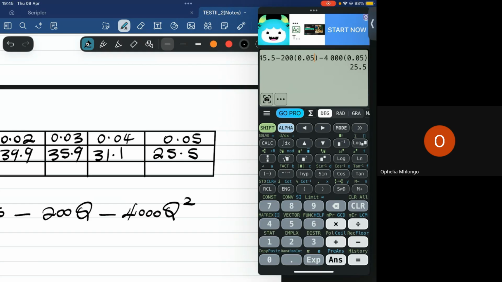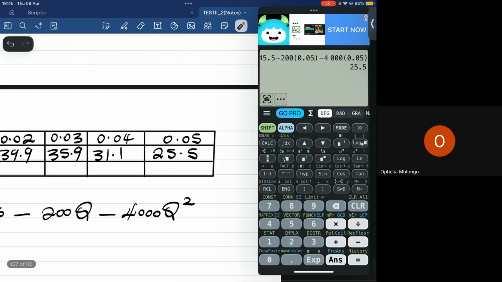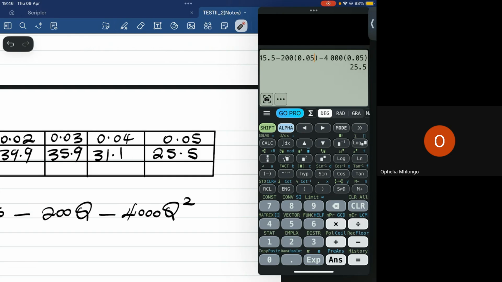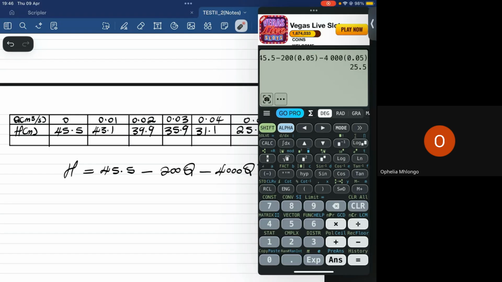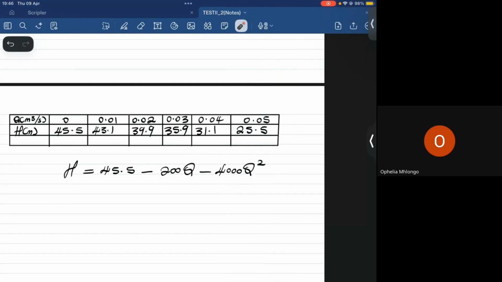If you like, you can continue. Maybe you can let your maximum reading be 0.1, for example. I'm just giving an example. Then you can continue with 0.06 till 0.1. So that's how to find the readings of the characteristic curve.